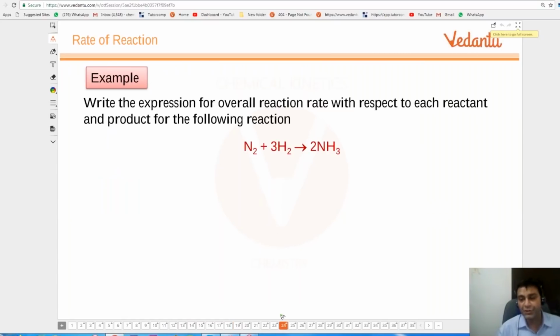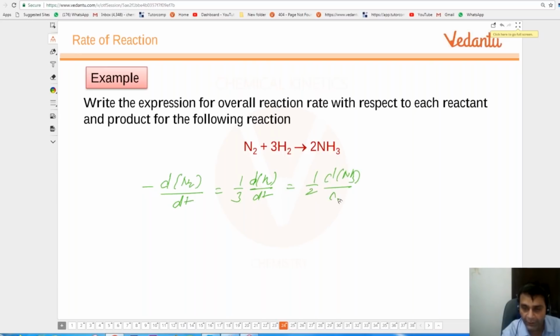For this question, I have given you the rate. Yes or no? Yes, I have given it already. It's minus dN2 upon dt is equal to 1 upon 3 dH2 upon dt is equal to 1 upon 2 dNH3 upon dt, right?